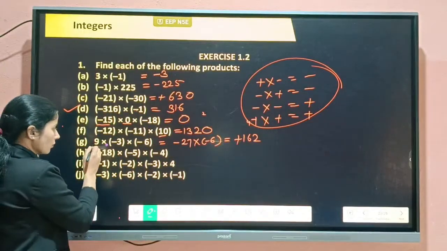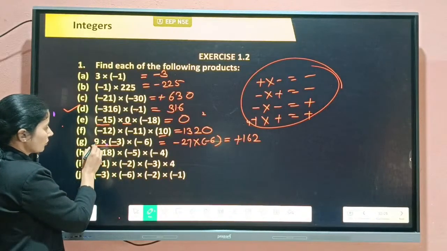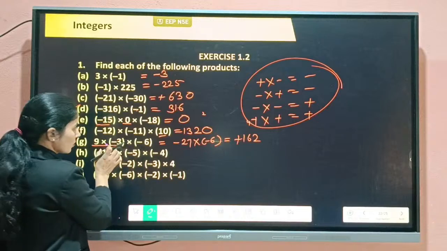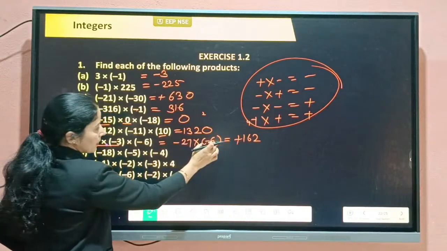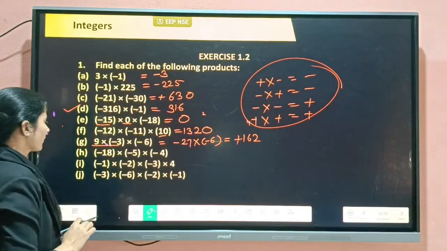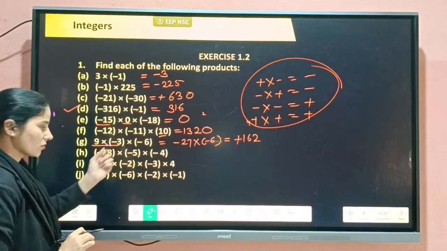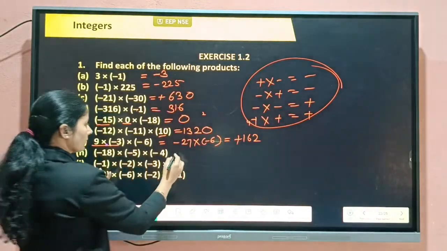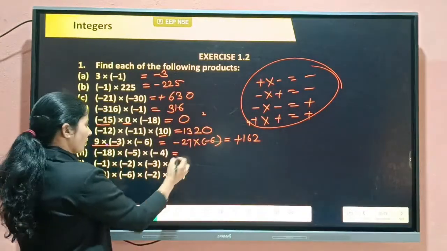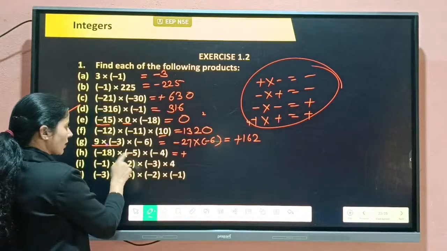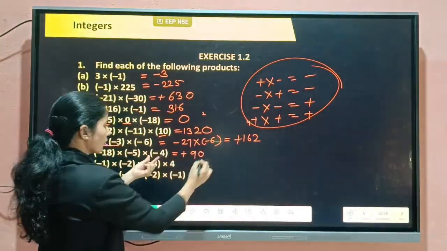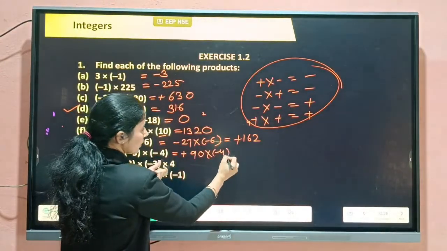In the first step, you will show the product of this 9 and minus 3. In the next step, you have to use this minus 27 multiplied with the minus 6. Minus 18 with minus 5. 18 fives, minus minus plus. It will be minus minus plus. 18 fives are 90, then multiply with the minus 4.